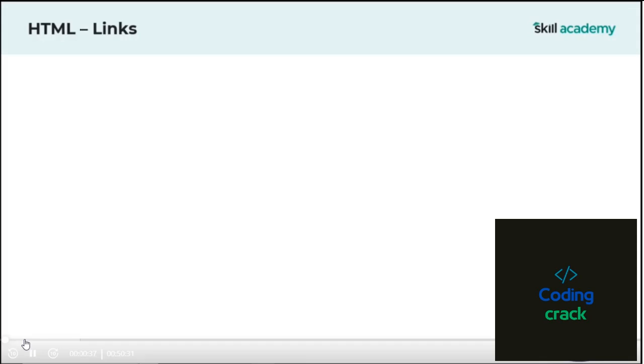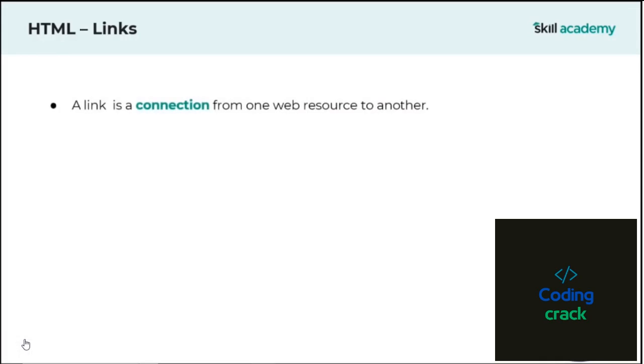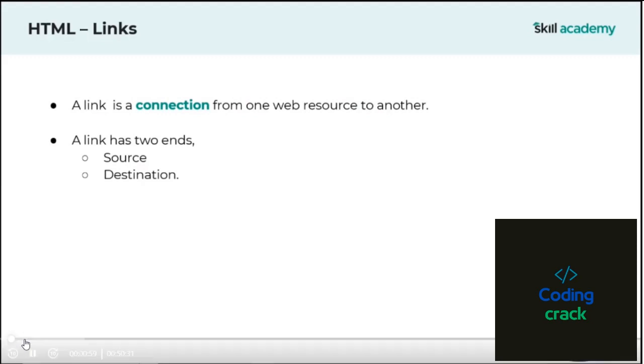So what do we mean by link? A link is a connection from one web resource to another. A link has two ends, source and destination. Suppose you are designing a web page and in that web page you want your user to navigate to another page. At this point of time we are going to use something called a link.